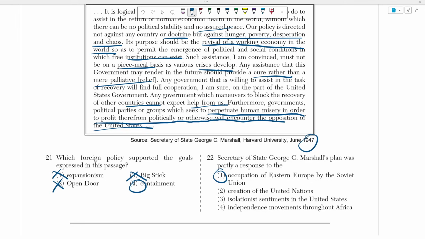Right? Marshall's Plan had nothing to do with the creation of the United Nations, and it had nothing to do with independence movements throughout Africa. It had something to do with Europe. And choice 3, isolationist sentiments in the United States, is false. Right? Marshall wanted the United States to be an active member in the reconstruction of Europe. That is not isolationist. Isolationist would be true if he wanted America to stay far away from Europe. That's not the case here.